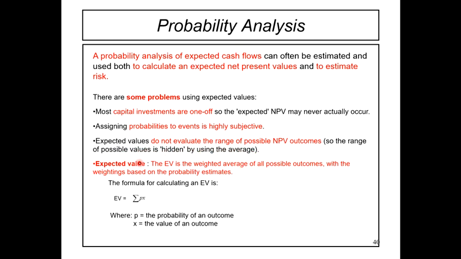So expected value, apa itu expected value? Expected value is the weighted average of all possible outcomes with the weighting based on the probability estimate. So formula untuk kira expected value ialah probability of an outcome kita kena darabkan dengan the value of an outcome. So probability analysis ni apa? Kita nak kira expected value lah.